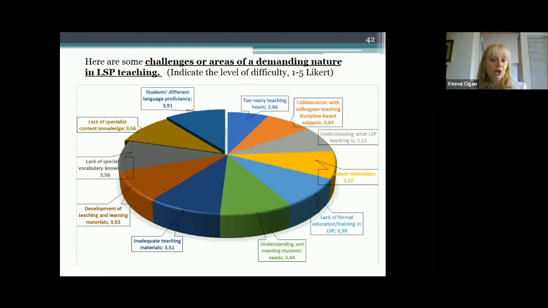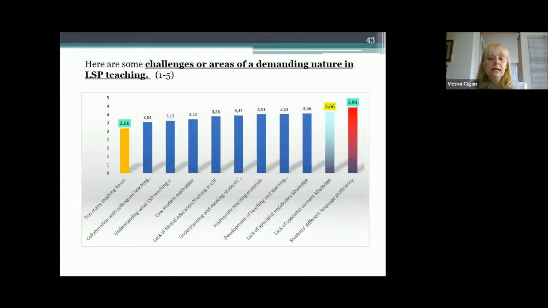The 11 items contained student-related, job-related, and teacher-related aspects. For example, students' different language proficiency, inadequate teaching materials, or lack of formal specialized education. To present the respondents' views, the value for each item was obtained by calculating the mean, which was then used for compiling a ranking list.